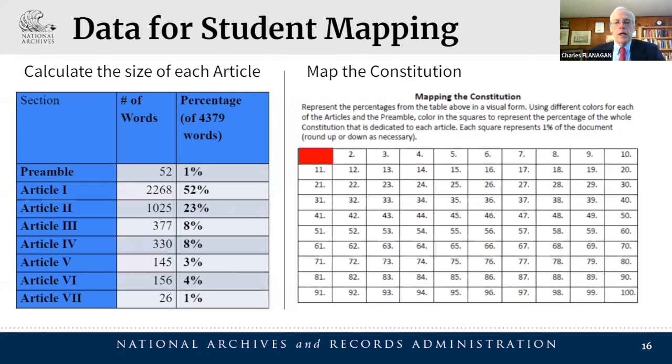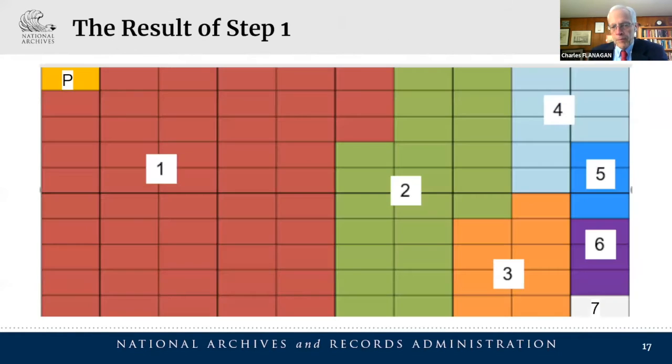So here's what you have. This is the data that you would end up with. So you can see that about half the Constitution is Article 1, and then Article 2 is about a quarter of it. But then the other articles are quite small. And so if we could kindly go to the next slide, that's what you get. You get a map that shows you the different articles of the Constitution.